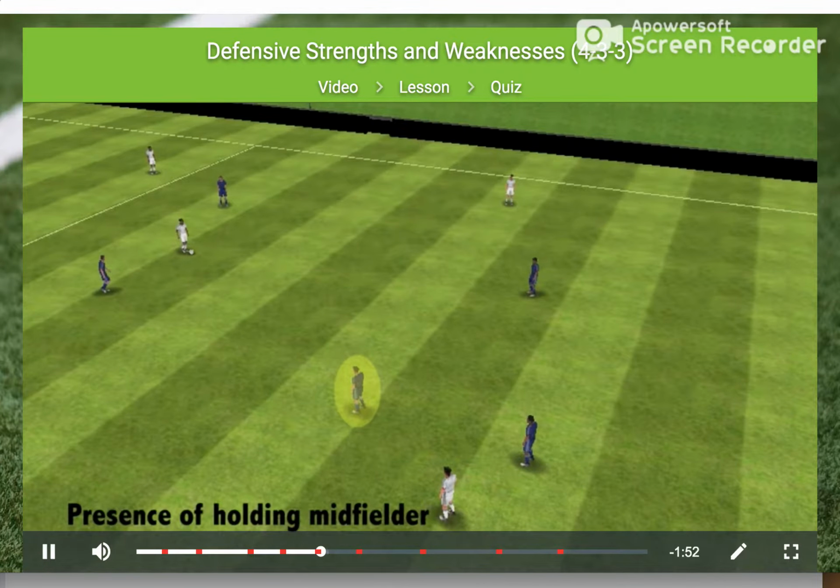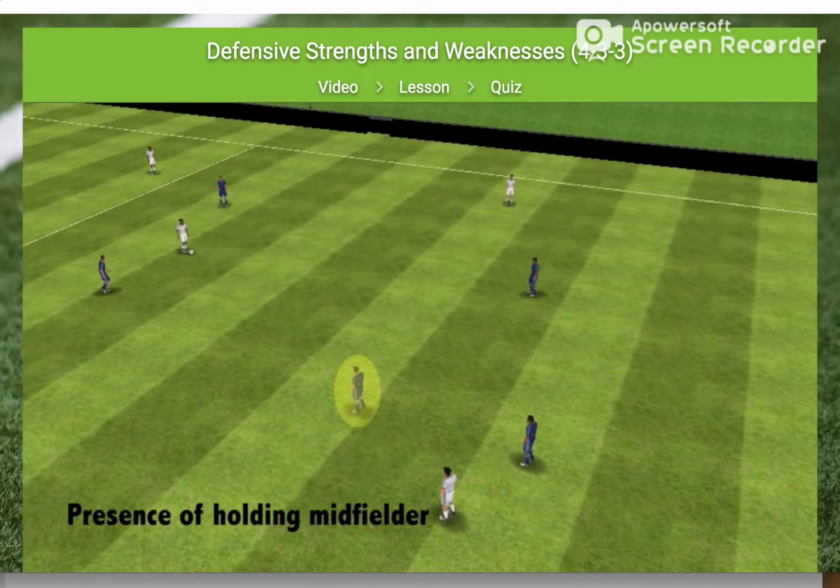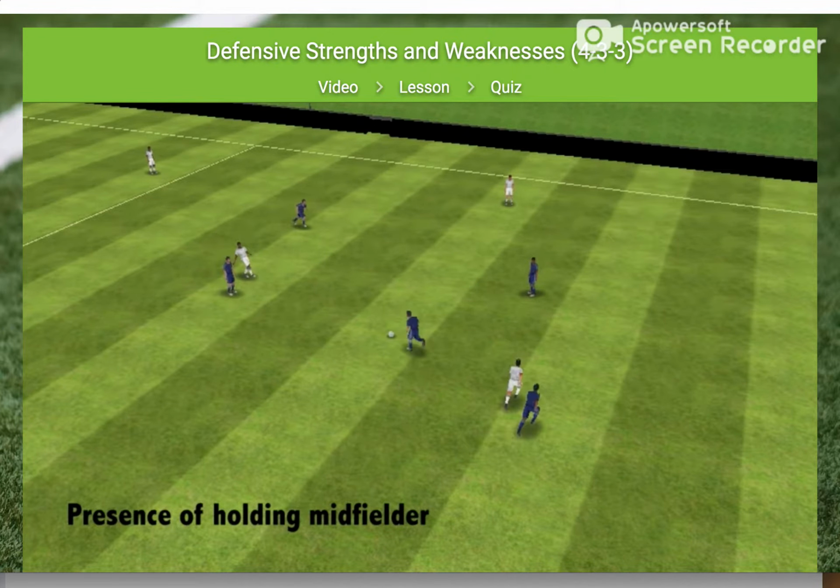Last is the presence of the holding mid, who, if he does his job correctly, will break up central attacks before they even reach the center backs.